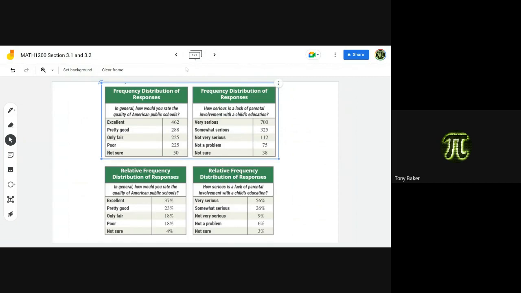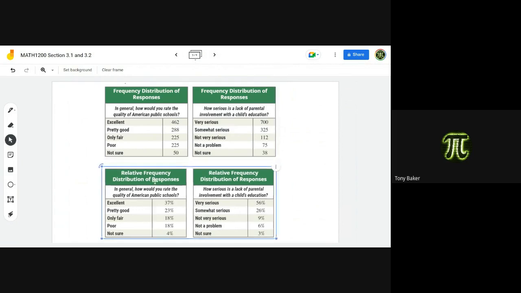When you're looking at frequency distributions, the goal is to organize the data and be able to easily look at what's going on. Almost every survey that you would do is a frequency distribution because you're going to ask questions and you're going to check off which option they gave you. Those options are your classes.